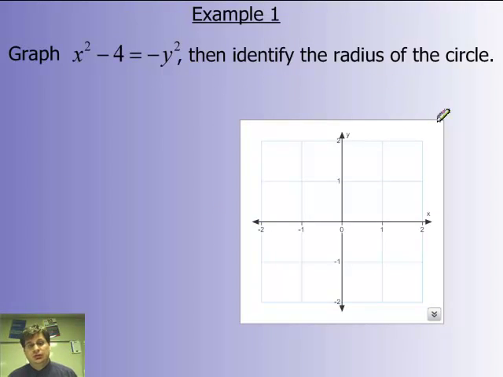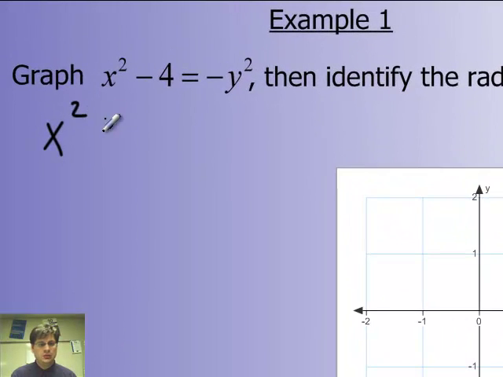So let's graph one. When you're graphing circles or any conic, you'll be asked to identify certain features of it. In the case of a circle, we want to identify what the radius is. But before I can identify the radius, I need to write this in standard form. So I'm going to go ahead and add y squared. So I'll move the y squared over, so I say x squared plus y squared, and then add 4, like so.